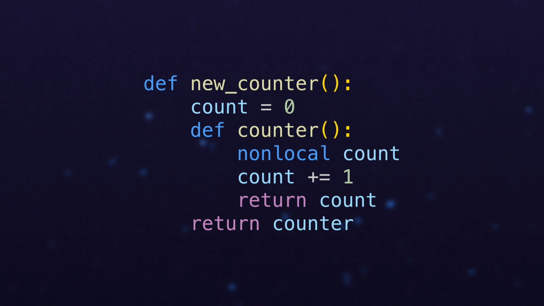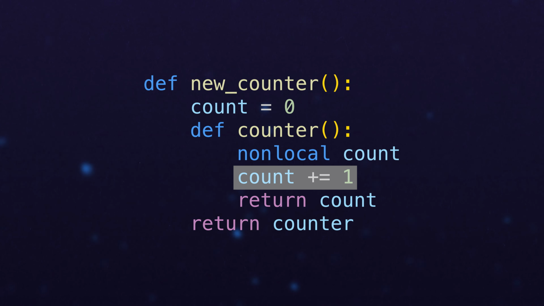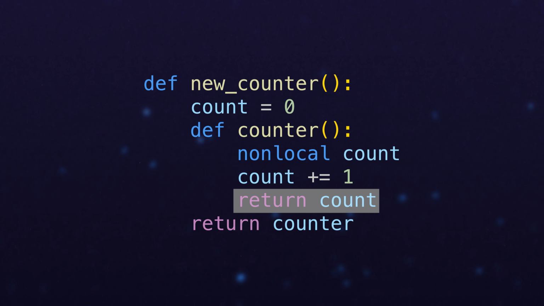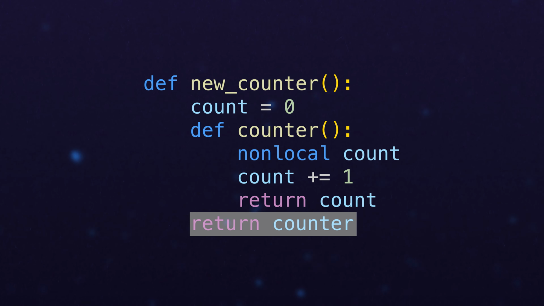Now, what it actually does is increment that count variable by 1. Right? Count plus equals 1. And then it returns the new count. And then at the end of the new counter function, it returns the inner function. So it's actually returning a function as a value. To see how it works, let's create some counters.